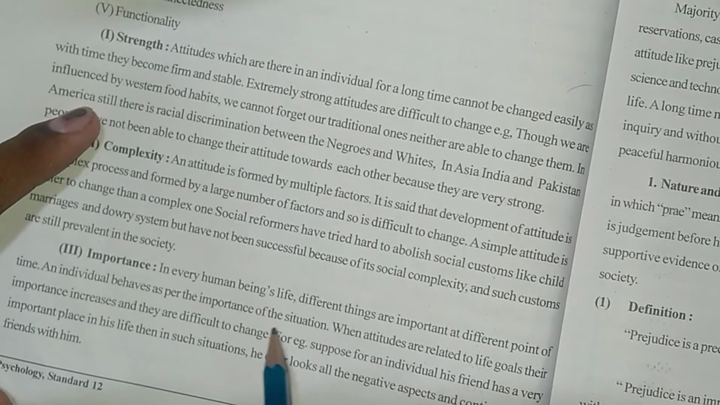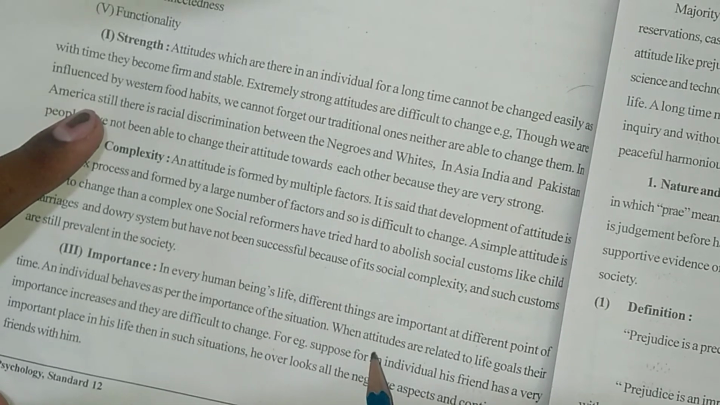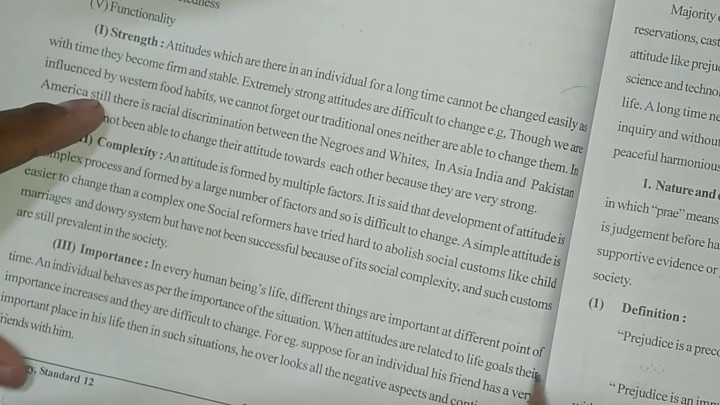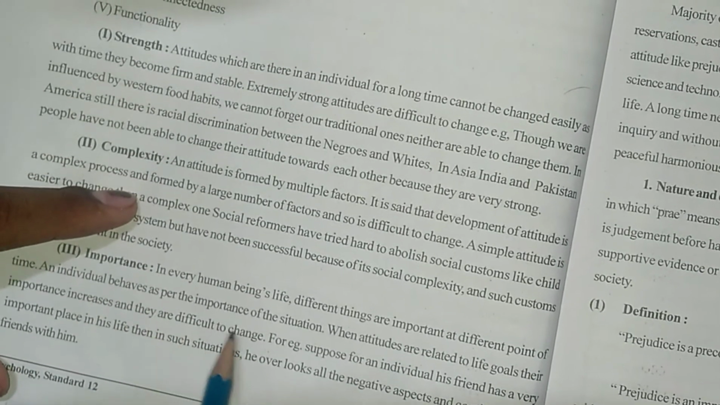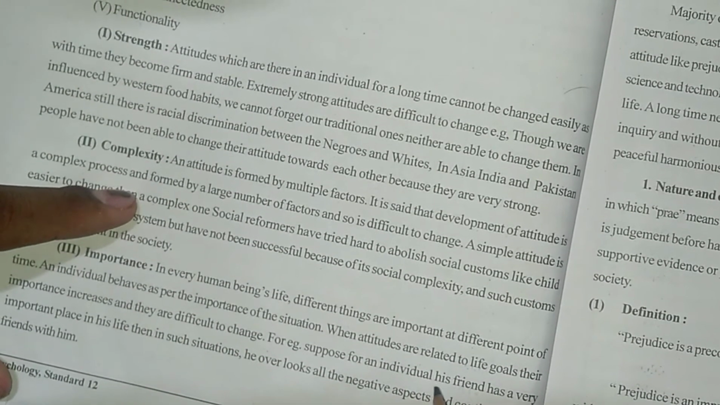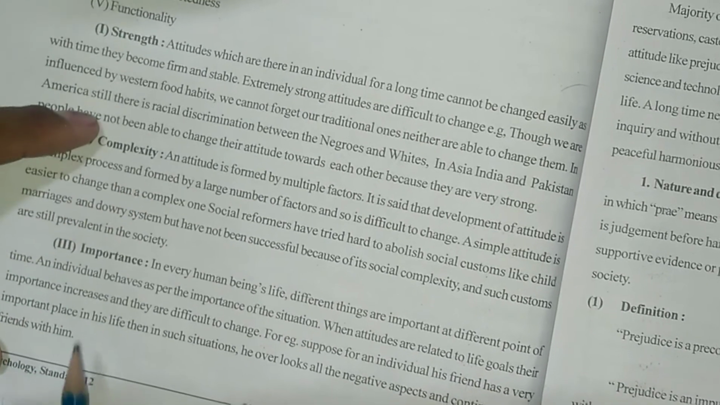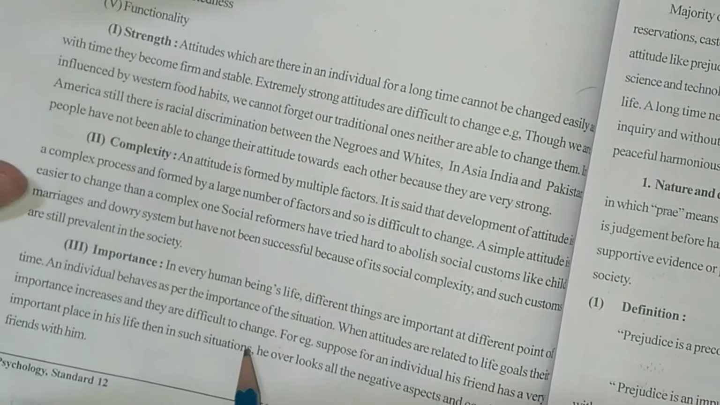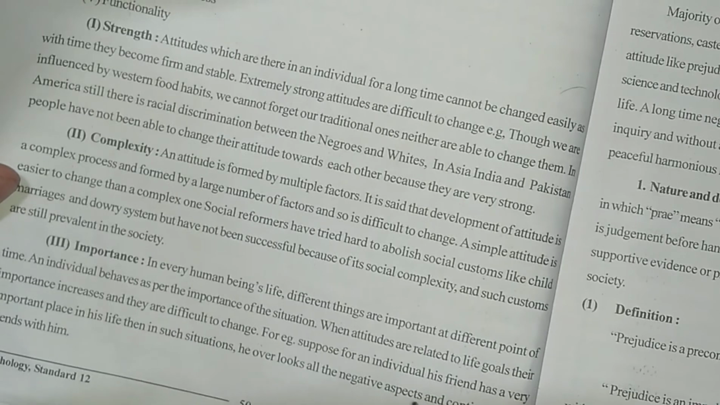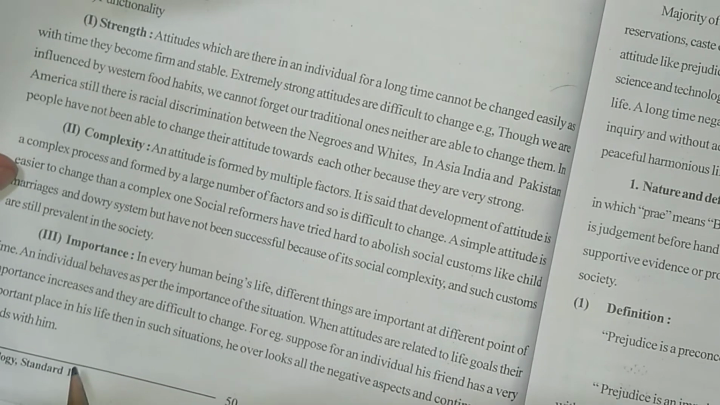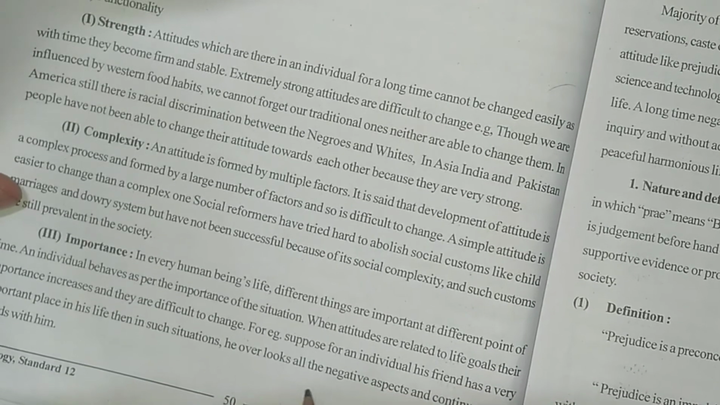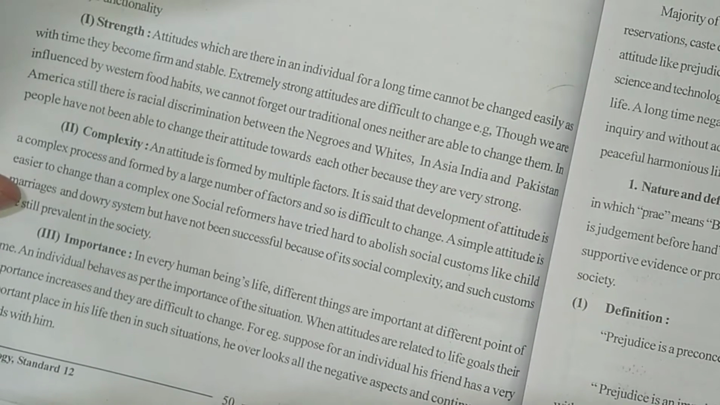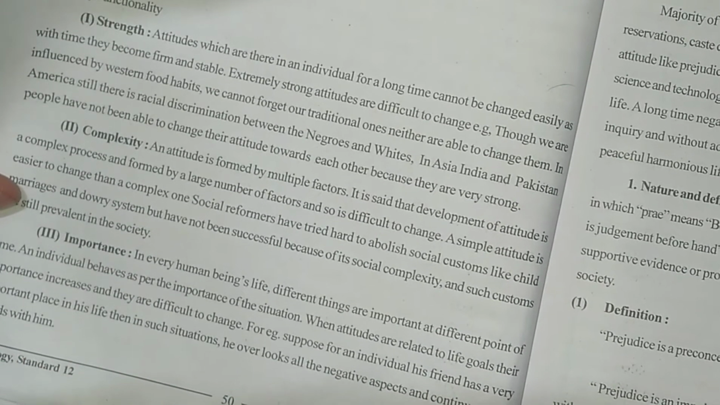Importance. In every human being's life, different things are important at different points of time. An individual behaves as per the importance of the situation. When attitudes are related to life goals, their importance increases and they are difficult to change. For example, suppose for an individual his friend has a very important place in his life. Then in such a situation, he overlooks all the negative aspects and continues to be a friend with him.